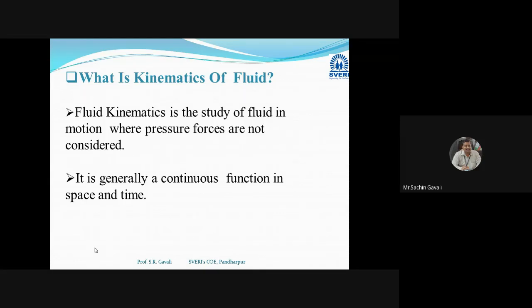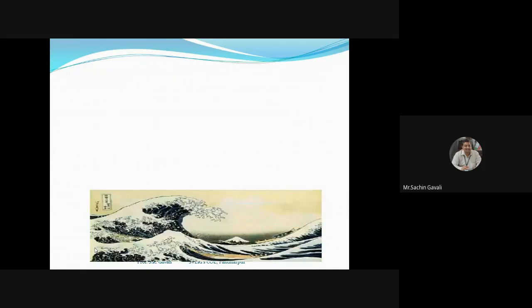It is generally a continuous function of space and time. We know that velocity and acceleration, when we calculate them, are always functions of space and time. So fluid kinematics is also a function of space and time. Here we are studying motion. Motion means what? We can see the waves of the sea coming, and the water roaring. This is the motion of the fluid particles, the water particles in the sea, that we are going to study.